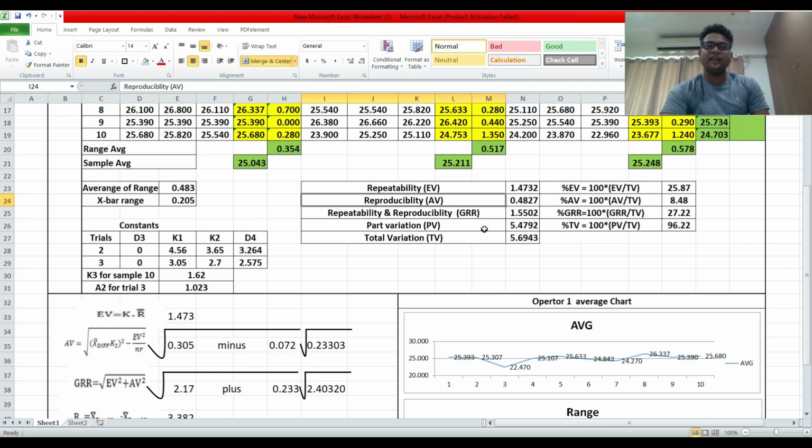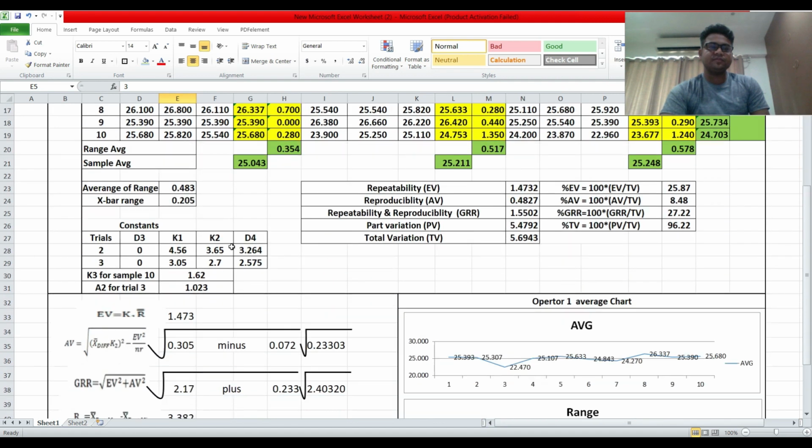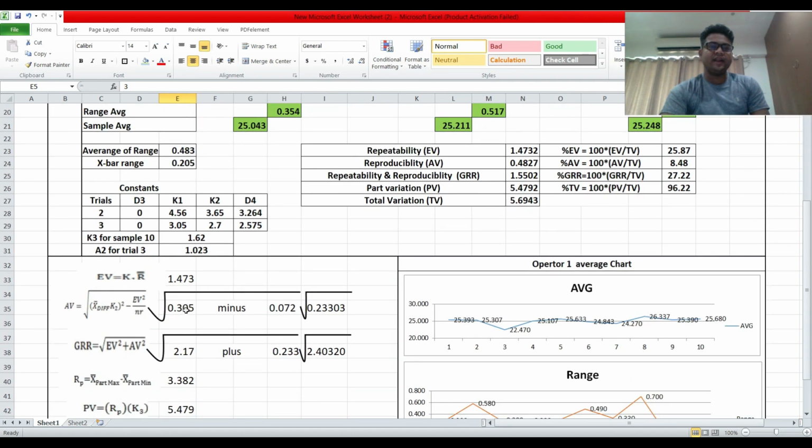Again, reproducibility means appraiser variation, meaning variation due to the operator. How much variation is available in your measuring system due to the operator. So here AV is equal to the square root of (X diff into K2) whole square minus EV square by NR. Here N is the number of samples and R is the number of trials. In this case N is 10 and R is 3. Here I have found (X diff into K2) whole square is equal to 0.305.